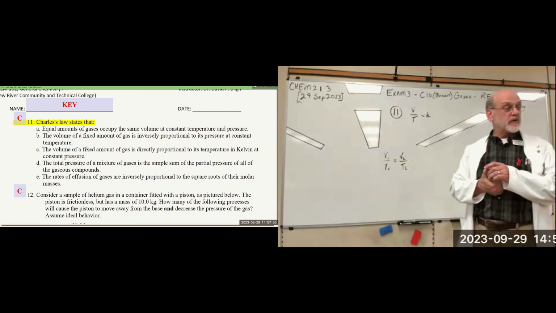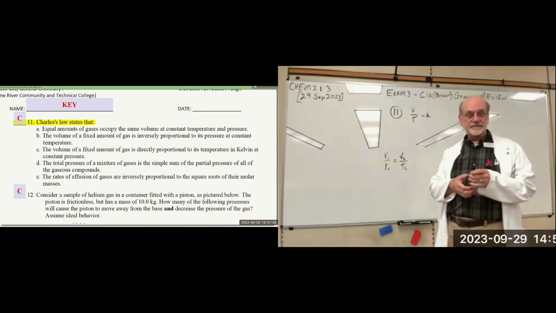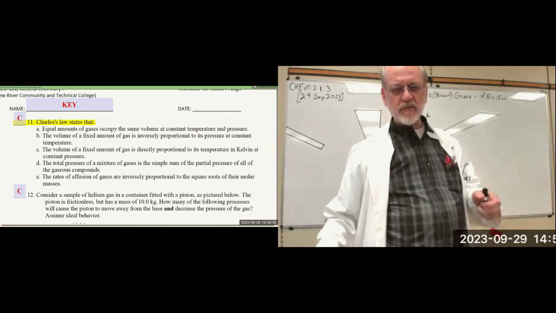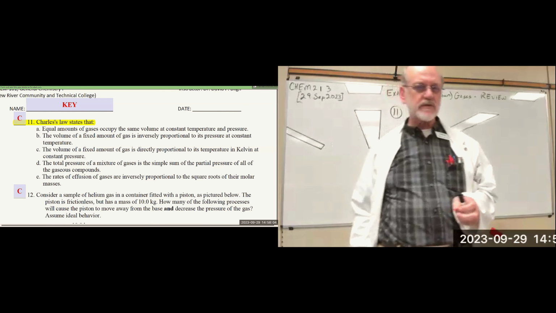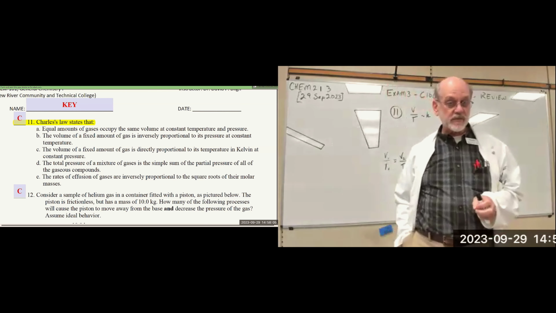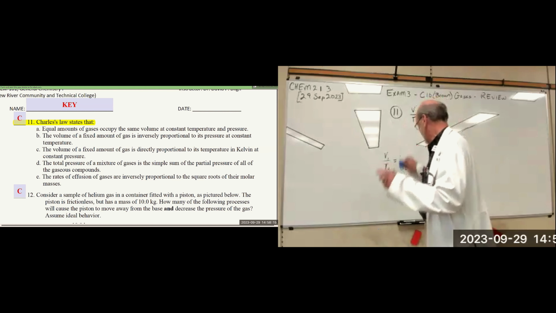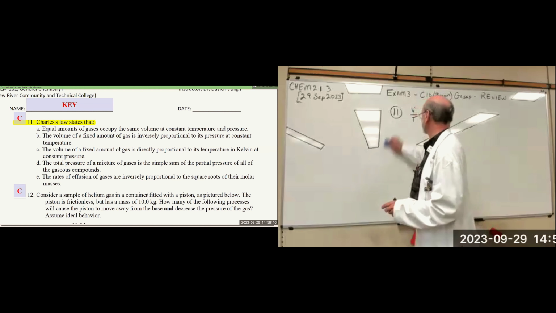As temperature increases, volume increases. So it looks like C would be the best one. The volume of a fixed amount of gas is directly proportional to its temperature in Kelvin. Right? And the temperature always has to be converted to Kelvin. Remember why? No negatives. Exactly right.